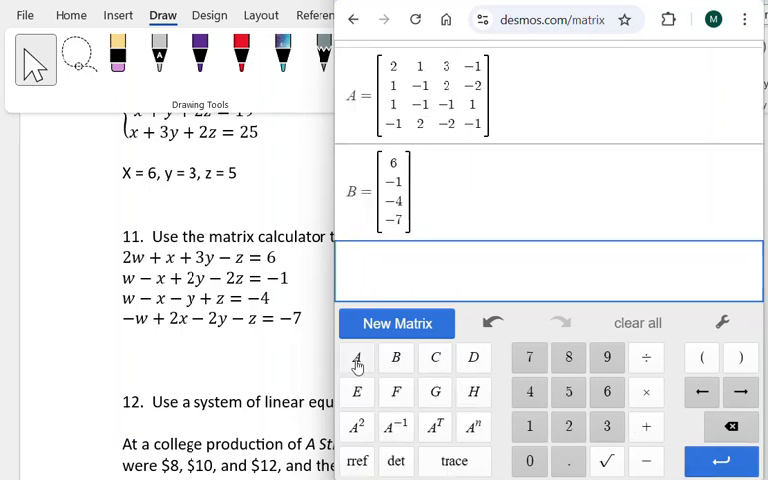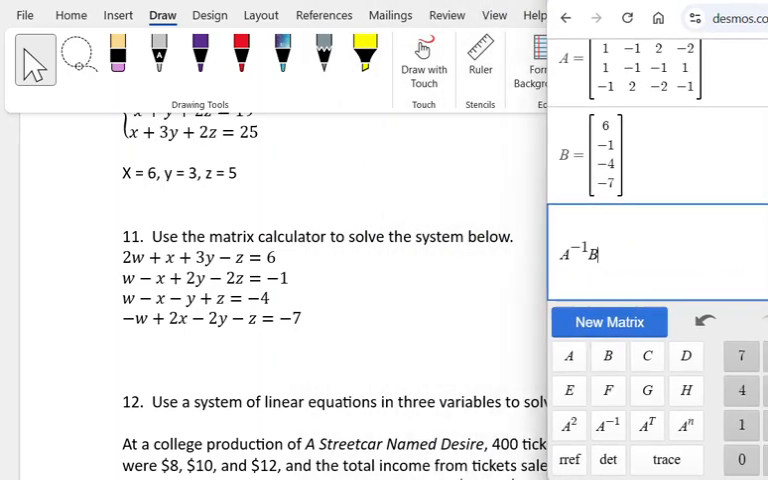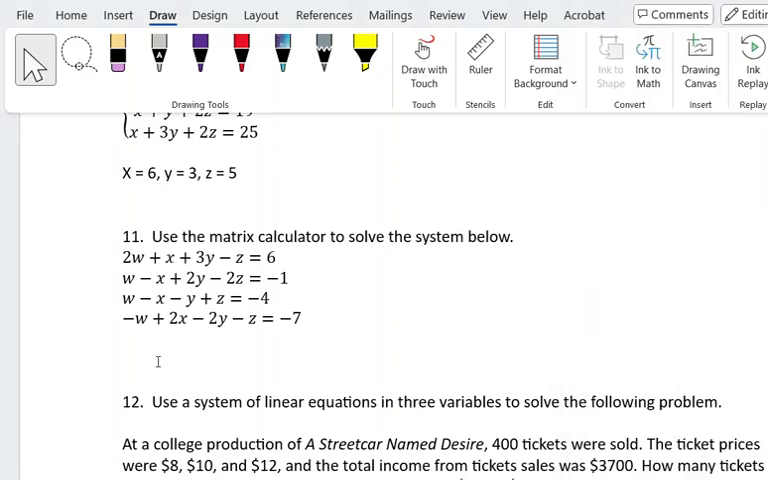And then again, we're going to type A inverse B. And there's my answer. W is negative 2, X is 1, Y is 4, Z is 3. So doing this by hand would take a really long time, a lot of algebra, a lot of chances to make mistakes. Could be very frustrating, but the matrix calculator makes it very easy. And this is something where because we have 4 variables and 4 equations, we couldn't really graph this on the Desmos graphing calculator, but we can use the matrix calculator to solve.